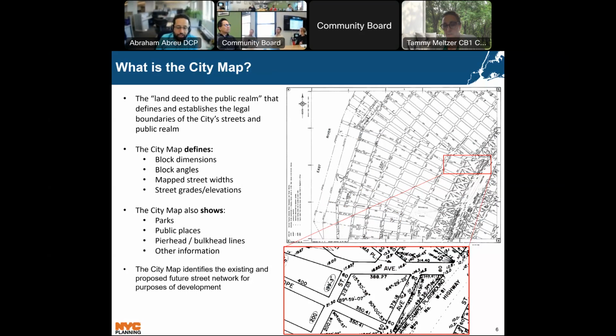There are also other things that are shown in the city map, like parks and public places, pierhead and bulkhead lines, treatment lines showing curbs, things like that. The city map is not God when it comes to those. It's just illustrative, and those things are there for context, but the city map is not what defines what those things are.